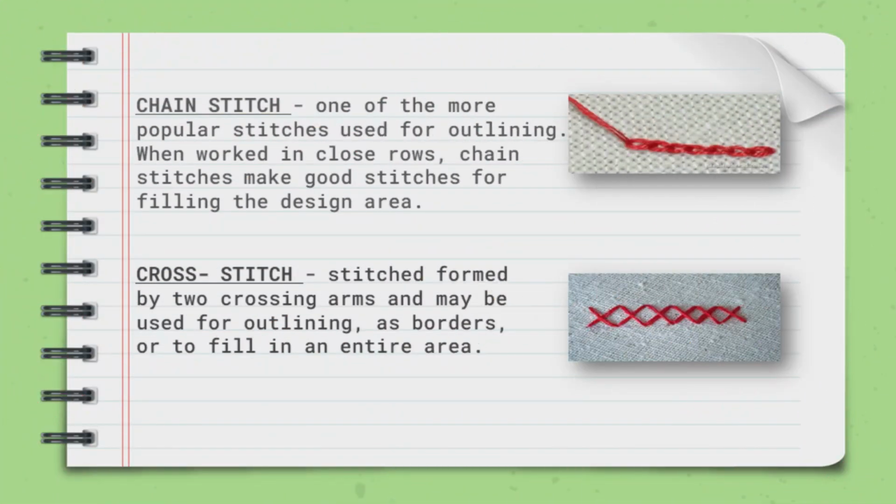Number 3, chain stitch. One of the more popular stitches used for outlining. When worked in close rows, chain stitches make good stitches for filling the design area. Number 4, cross stitch. Stitch formed by two crossing arms and may be used for outlining, as borders, or to fill in an entire area.